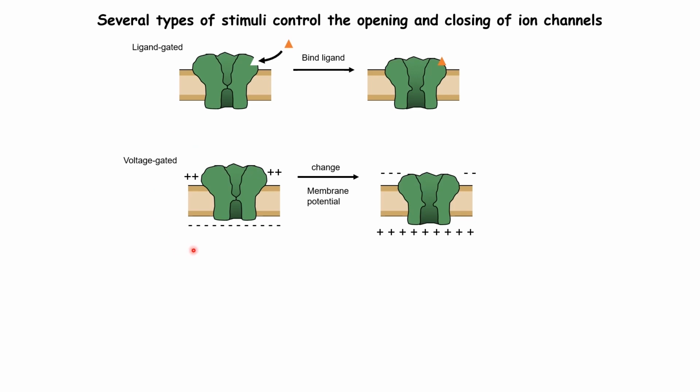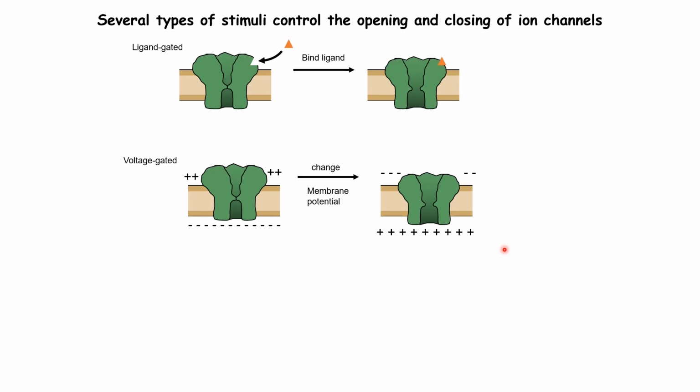So as we already know, there is a voltage inside the neuron, and if the ion channel involves charged amino acids, these charged amino acids may be affected by the voltage of the neuron. And if the voltage changes, then these amino acids will change their conformation, and that conformational change can result in the opening or closing of the ion channels. These kinds of voltage gated ion channels are very important in the generation of action potentials, as we will see in the subsequent videos. Can you guess the third kind of stimulus that can affect the ion channels?